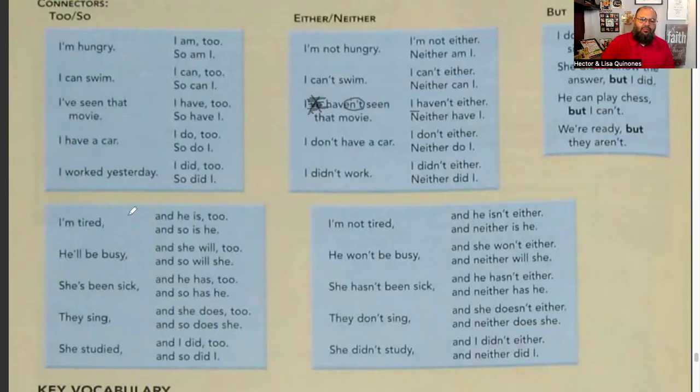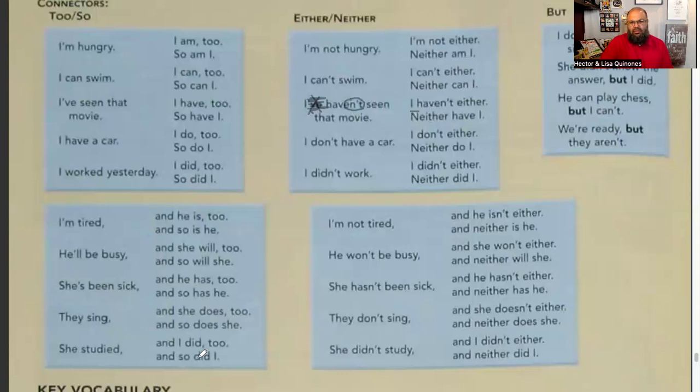So the bottom section of too. I'm tired, and he is too. And so is he. He'll be busy, and she will too. And so will she. She's been sick, and he has too. And so has he. They sing, and she does too. And so does she. She studied, and I did too.